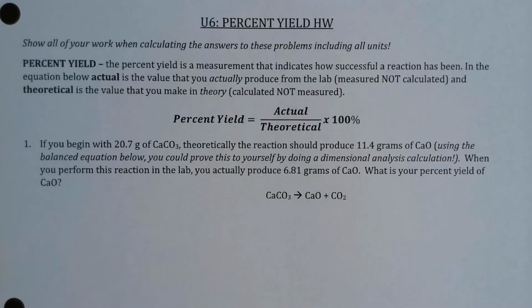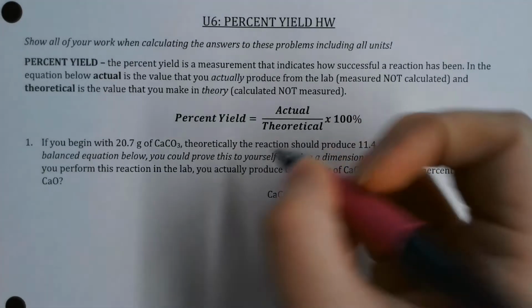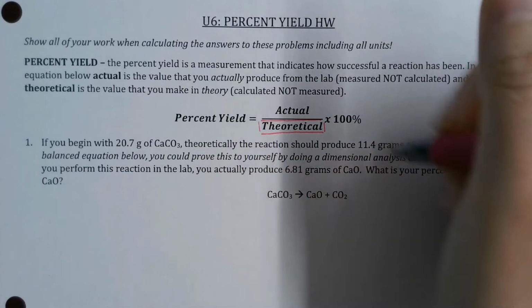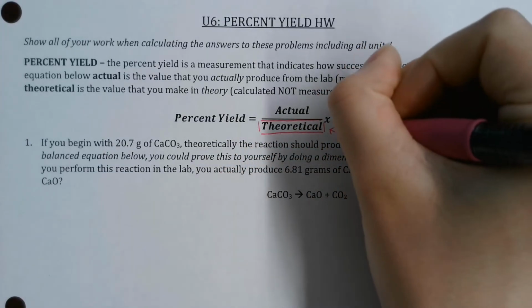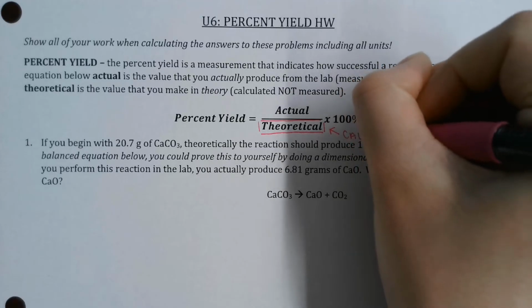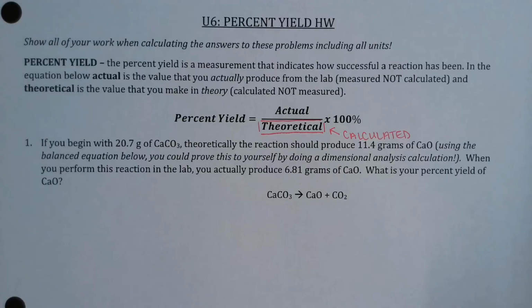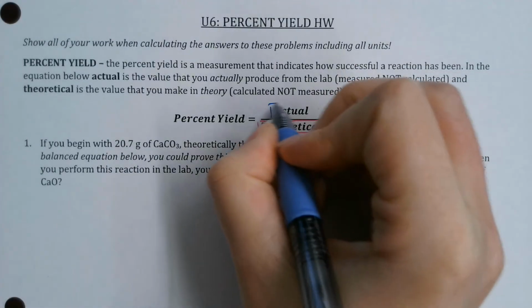In the equation below, actual is the value that you actually produce from the lab. It is measured, not calculated. And theoretical is the value that you can make in theory, which you're going to calculate, not measure. When we say that this is calculated, most of the time, that means that you are using dimensional analysis. Okay, that's a calculated value. The actual is something that's just going to be given to you because you measure it.